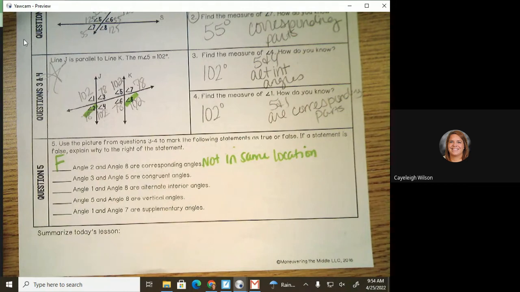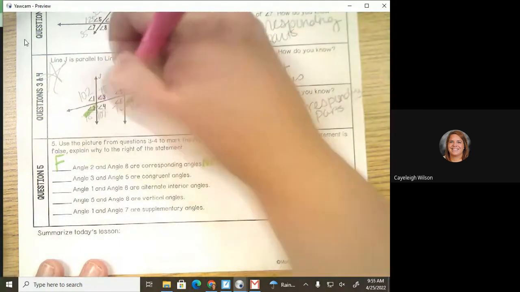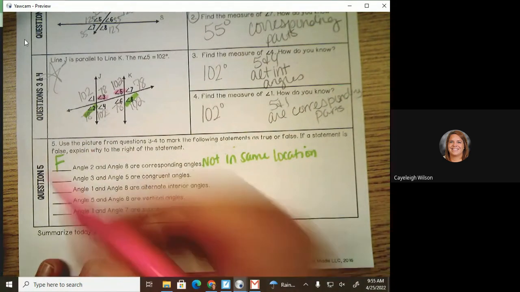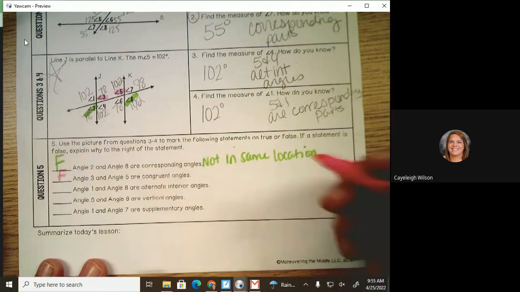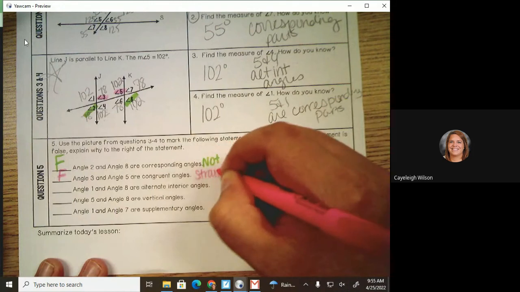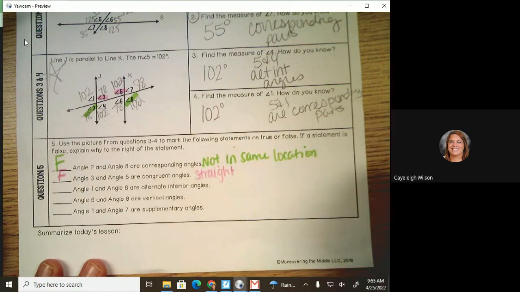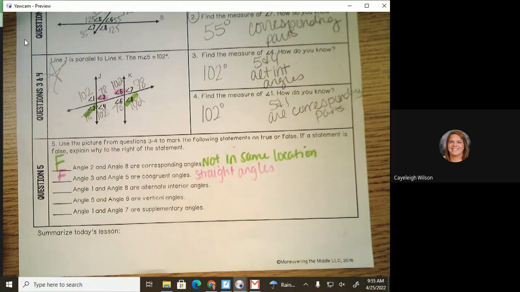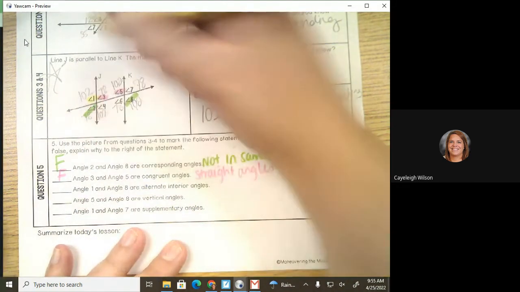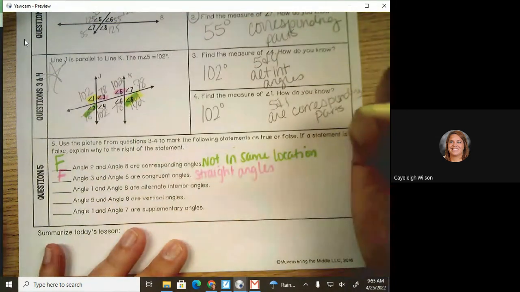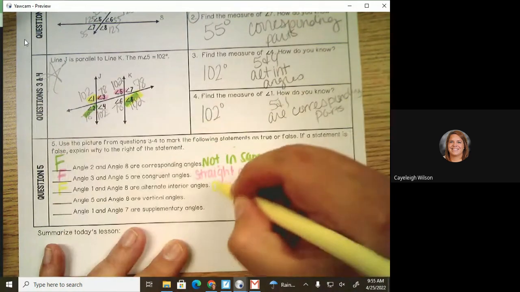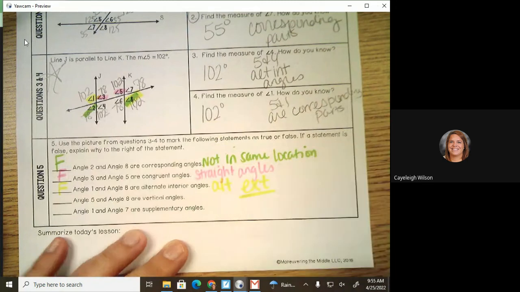Okay, the next one, angle 3 and angle 5 are congruent angles. No, they're not congruent angles. They're actually what kind of angles? They're actually straight angles, which is supplementary. You're right. Okay, angle 1 and angle 8 are alternate interior angles. No, what are they? They're alternate exterior angles.